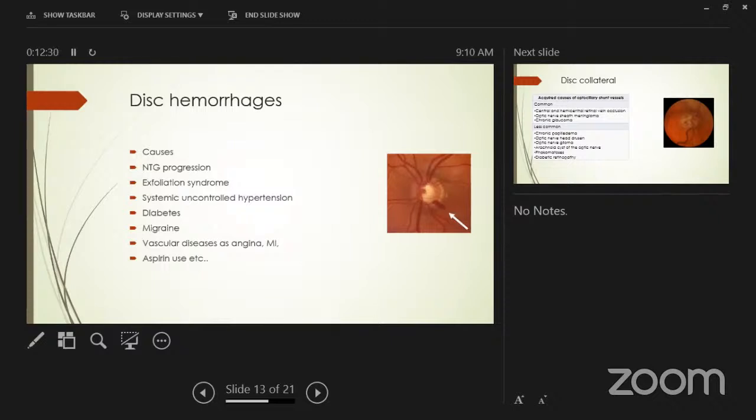Okay, in pseudoexfoliation syndrome, we will usually get disc hemorrhages. Then systemic uncontrolled hypertension, there will be disc hemorrhages along with the other arterial and venous findings. In diabetes, we know that diabetic papillitis, as well as other findings of neovascularization, dot blot hemorrhages and exudates will be there. Migraine, there will be disc hemorrhages. Vascular diseases such as angina, myocardial infarction, and next one is aspirin use.